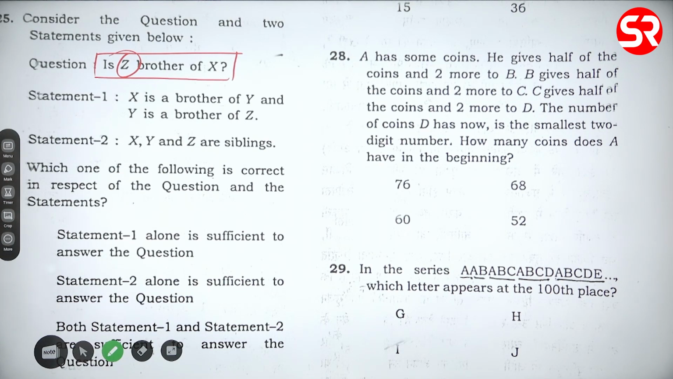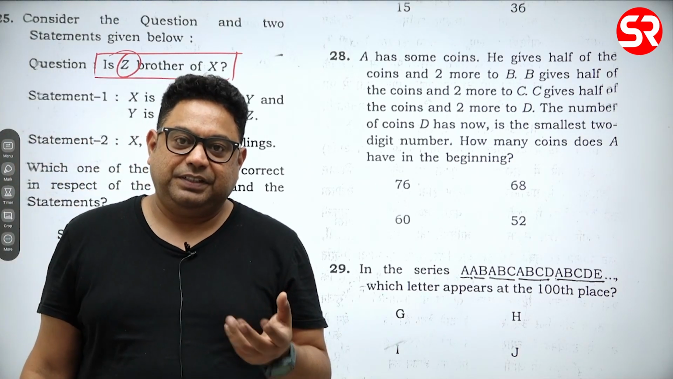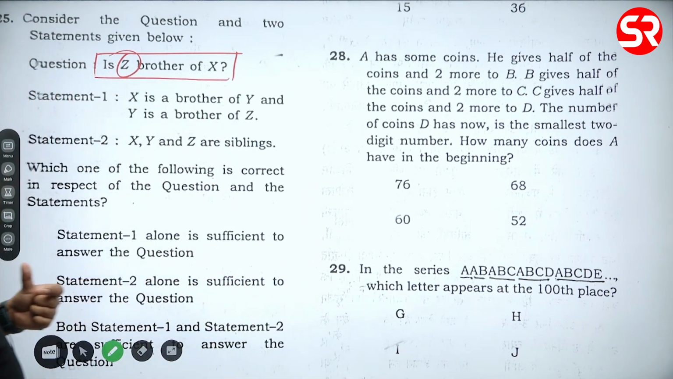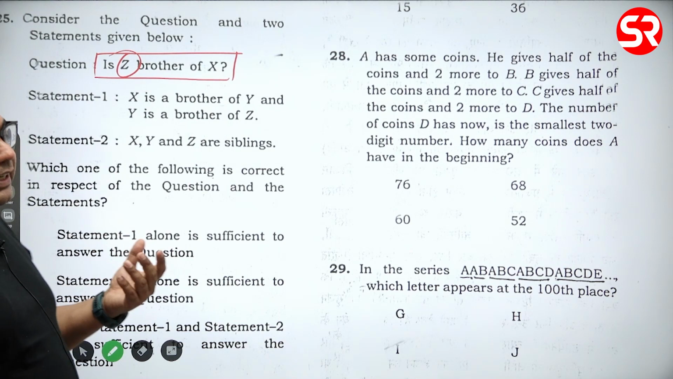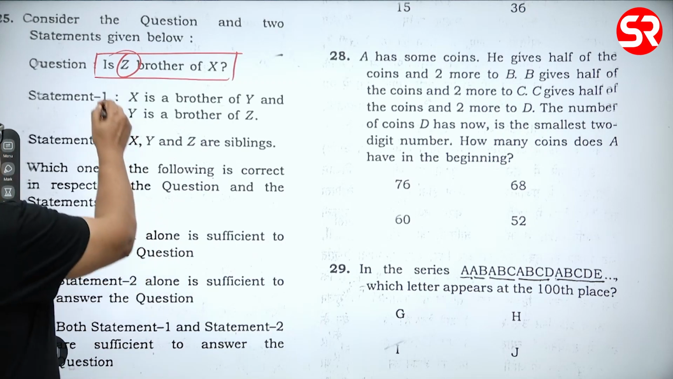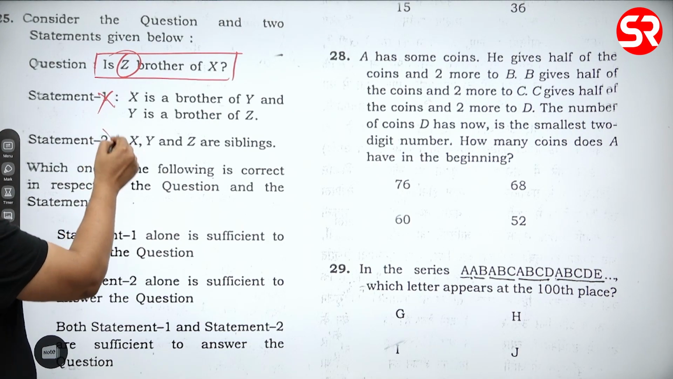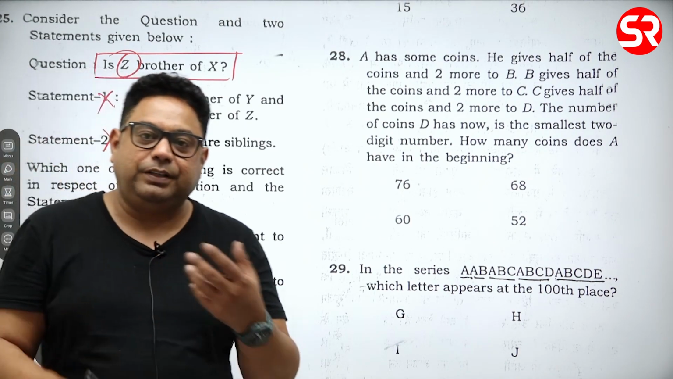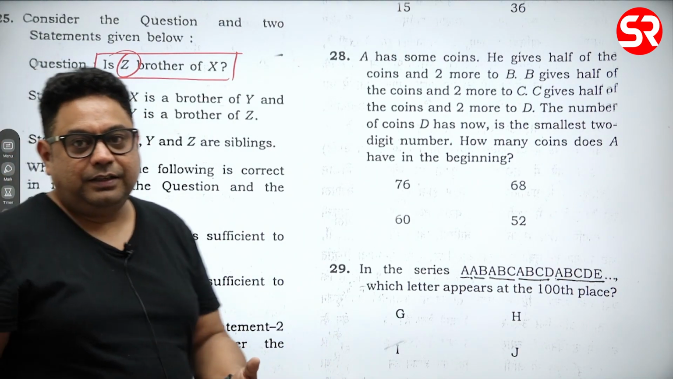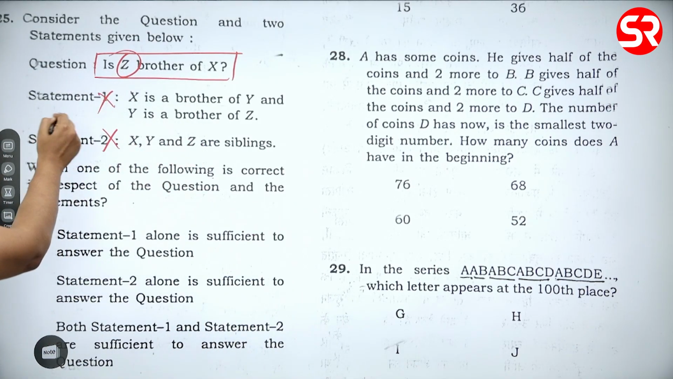Statement 1. X is brother of Y and Y is brother of Z. See, Y is brother of Z, but Z can be a female. The question is, is Z a brother of X? If you take Z as a male, he is a brother. If you take as a female, he is not a brother. So doesn't work. Second, X, Y and Z are siblings. Doesn't mean Z is a brother of X. They may be siblings, brother, sister, they can be. And combining them also, we don't know the gender of Z. So both the statements together cannot solve this question. Right, option 4. Clear, guys?